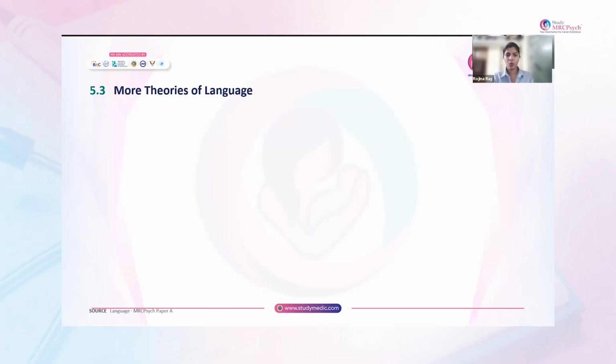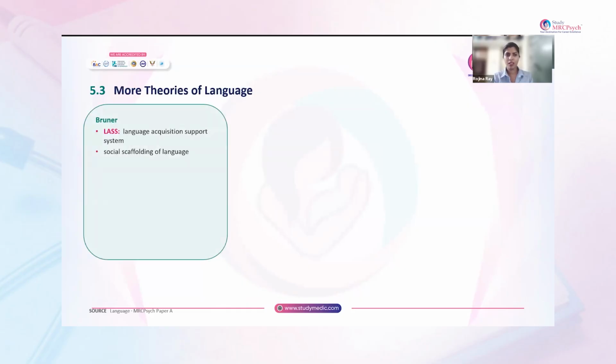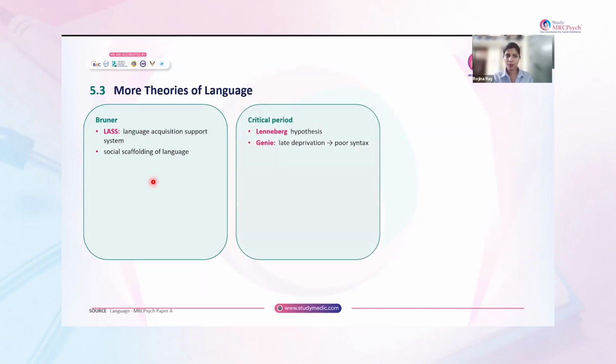Now, there are further theories for language development. One is by Werner. Werner extended Chomsky's idea by highlighting the importance of the environment. He proposed a language acquisition support system, that is LASS, which refers to the support provided by the parents and caregivers through talking, reading, and scaffolding language development. This system complements Chomsky's LAD by providing the social environment that is needed for language learning. So Werner's theory complements Chomsky's theory.